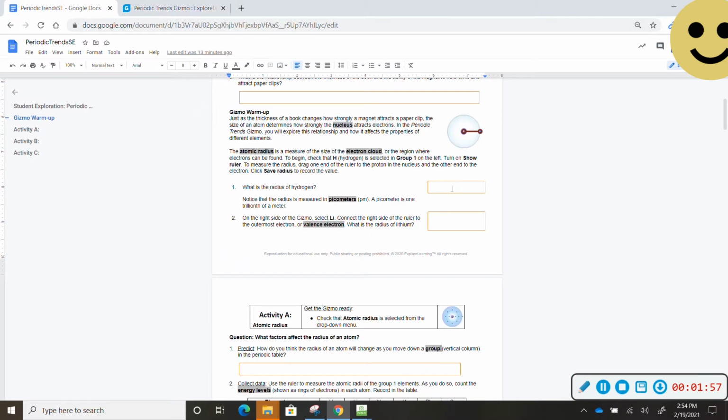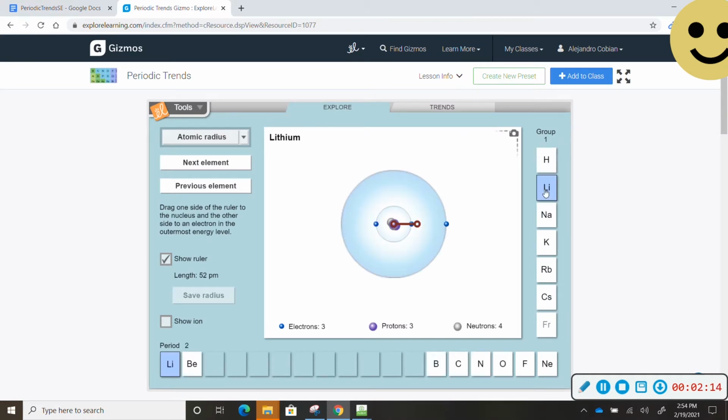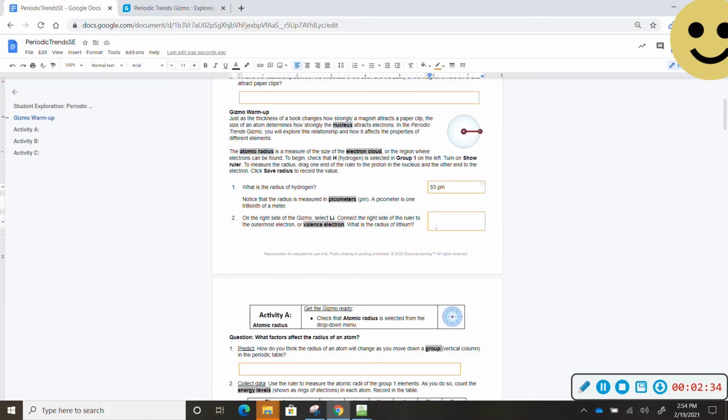So we're going to go ahead and write that out. Then we're going to do the same for lithium. So we're going to go down and click on lithium. Notice our ruler is already in the center of the atom. We're going to drag the other end across to the valence electron, and this is going to measure the radius of the atom, and that's 167 picometers. And you go ahead and write that out.